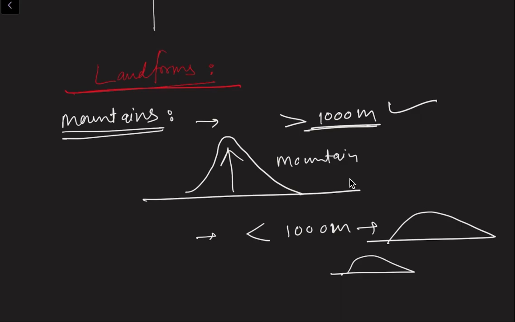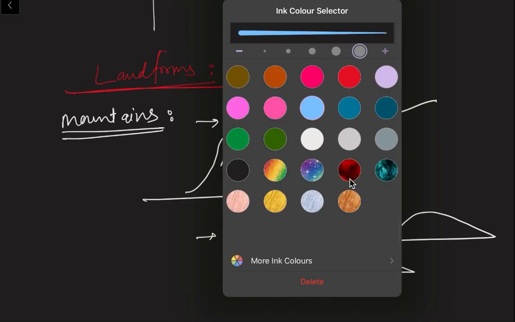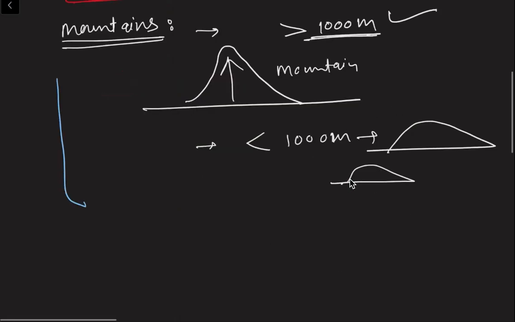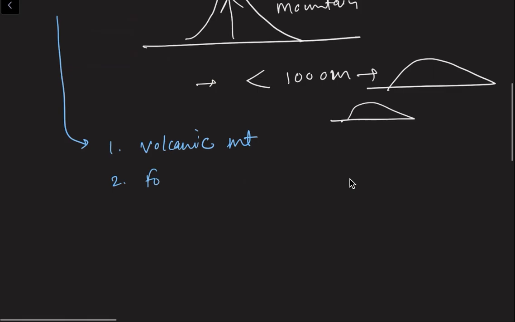Now these mountains have different orogeny, meaning the formation process of these mountains is different, not similar, and based on that these mountains are divided into different types. Based on their genetic classification we can divide these mountains. For example, volcanic mountain, fold mountain. Fold mountains are also called true mountains.